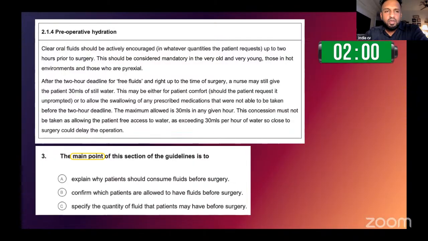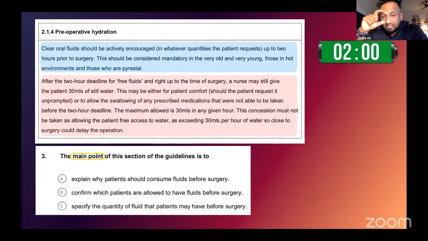If you look here, you can see the first paragraph is all about: clear oral fluid should be actively encouraged up to 2 hours prior to the surgery. This should be considered mandatory in the very old and very young, and those in hot environments. And the second one is about the deadlines and all those things. And you can see this is the bigger paragraph. So obviously, whatever is discussed in this bigger paragraph is going to be your main point. So your idea will be very clear that this is where I need to focus. So now I'll play the timer and we'll do it together.